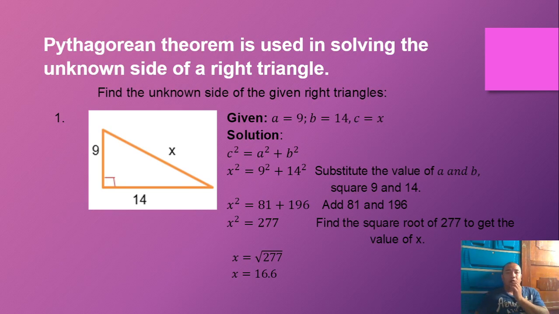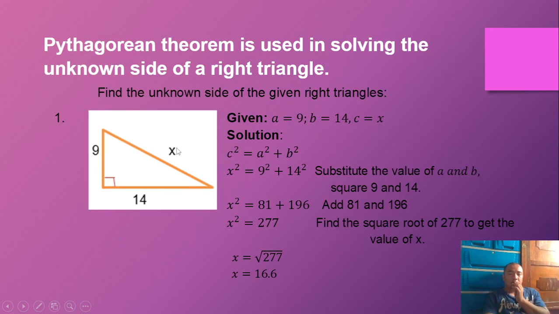Find the unknown side of the given right triangle. So reminder, the Pythagorean Theorem is applied only to right triangles. Okay, it cannot be applied to other kinds of triangles like acute or obtuse. So given, find the unknown side of the given right triangles.